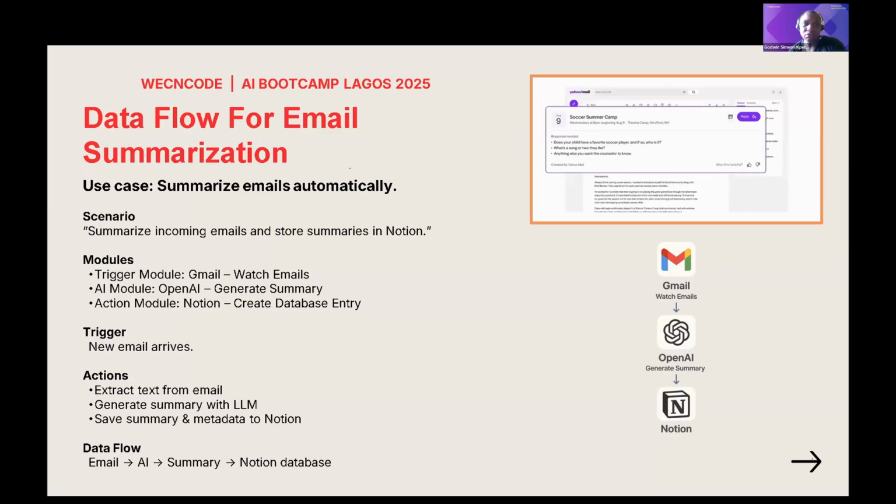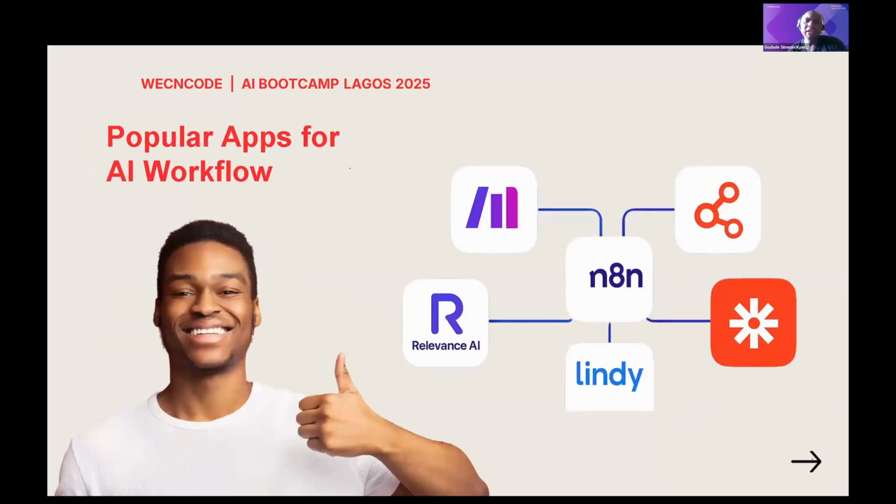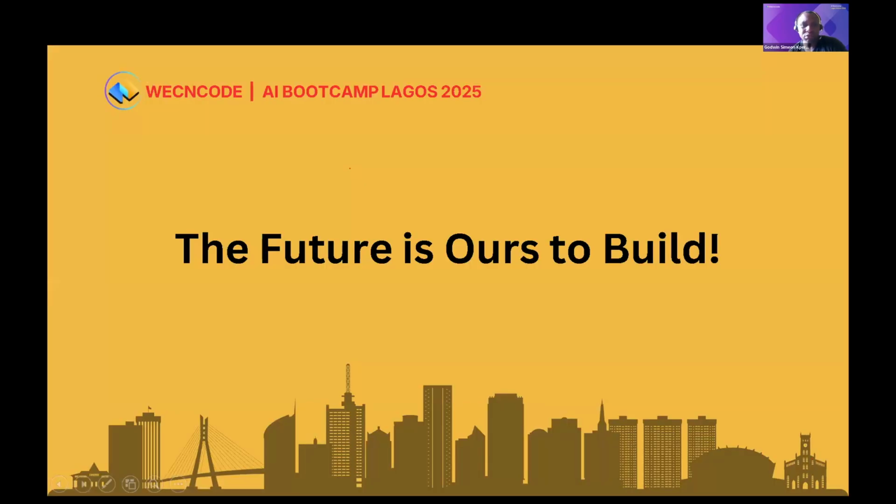Then action, create a database entry in Notion. The trigger is the new email that arrived, then extraction: extract text from email, generate summary with an LLM, save summary and metadata to Notion. There are other platforms that we have talked about. Here we have Relevance AI, N8N, we have Bubble, we have Lindy, we have Make, and thousands of others. Every day they are coming up.